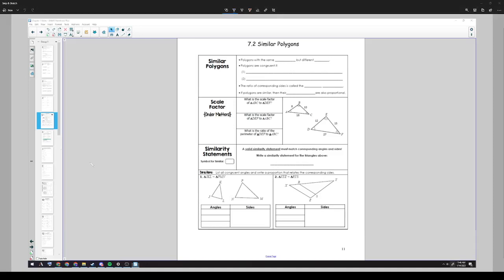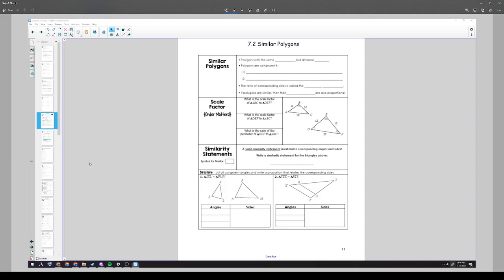Okay, we started off the chapter talking about ratios and proportions so that we could talk about similar polygons. Just like last section, this shouldn't be anything new. This should all be things that you've learned before, but we'll use this video as a little bit of a refresher.